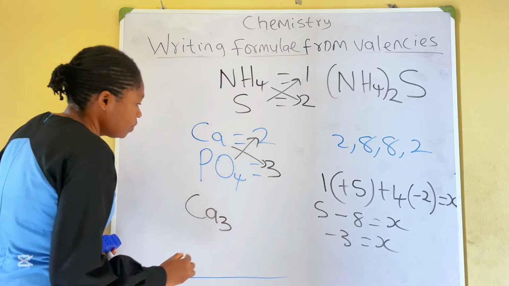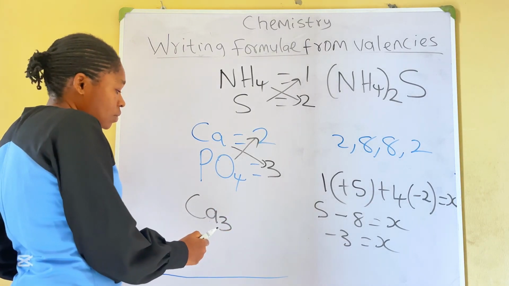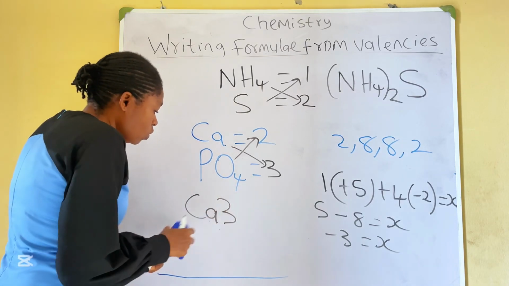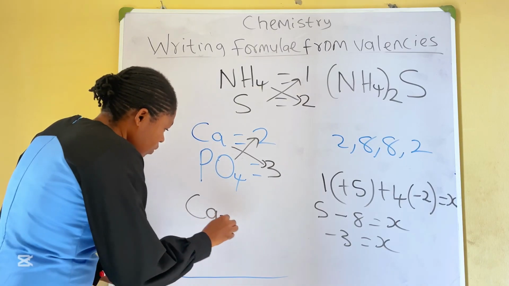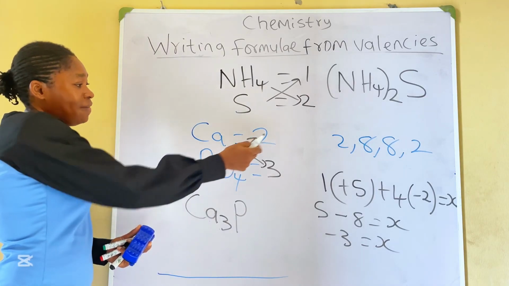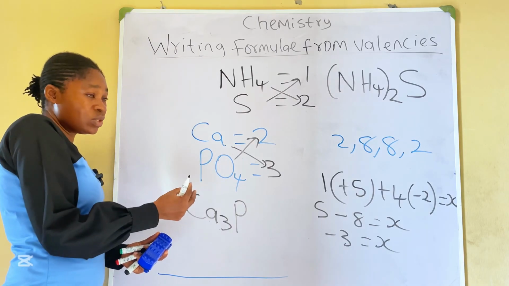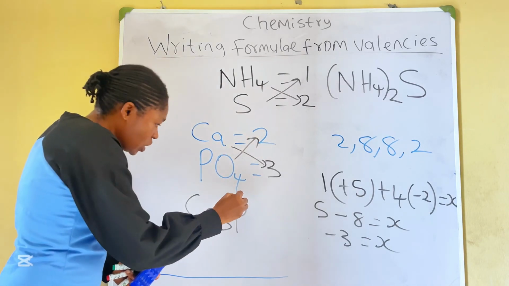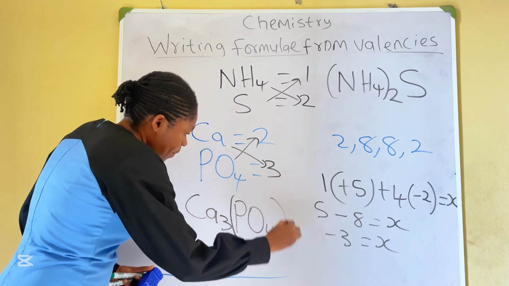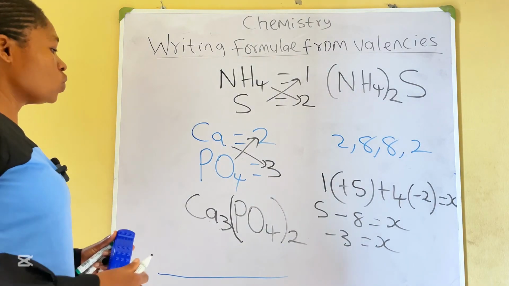Ca subscript 3. The number must be subscript. If you write it this way, it's wrong. Please don't put it like this. It must be subscript. Remember, this is a radical, and the valency interchanged to this radical is more than 1, it's 2. So I must enclose it in parentheses, PO4. So this is calcium tetraoxophosphate(V).